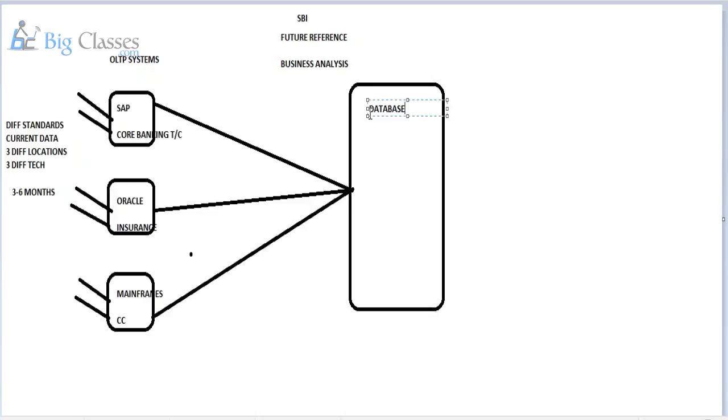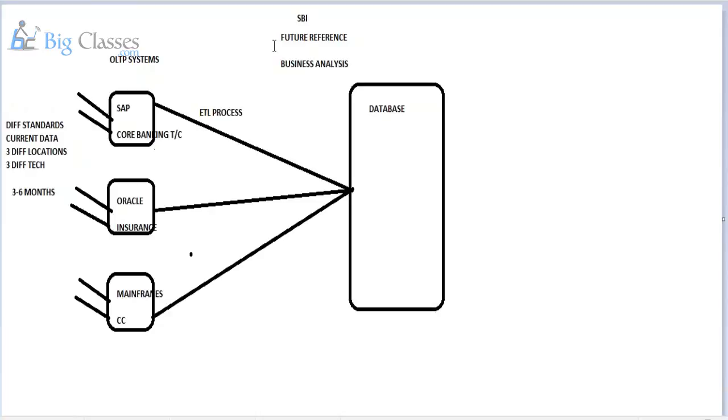Okay, so this process of bringing the data from multiple OLTP systems, transforming it into a homogeneous format, and loading the data into the database is called the ETL process. So the process of reading the data from multiple OLTP systems and transforming it into a homogeneous format. Why are we transforming? Because we have different standards. All right, and loading the data into the database is called the ETL process.